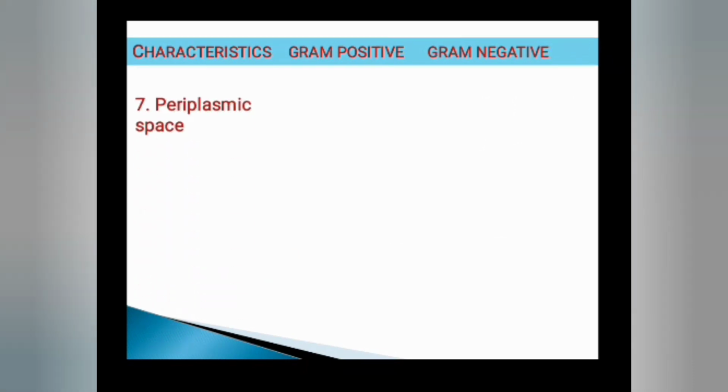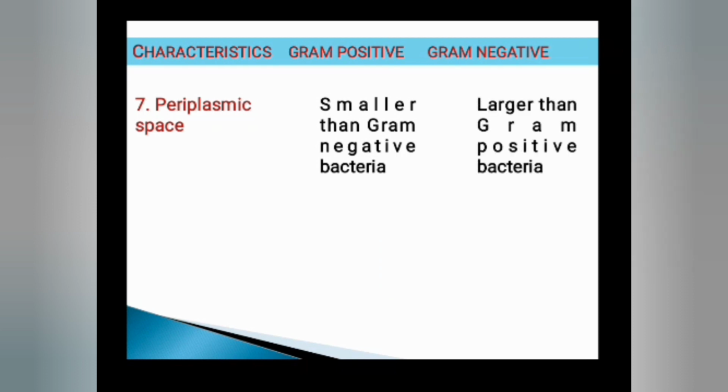Now, next is the periplasmic space. The periplasmic space in gram-positive bacteria is smaller than in gram-negative bacteria. In gram-negative bacteria, this periplasmic space is larger than in gram-positive bacteria.